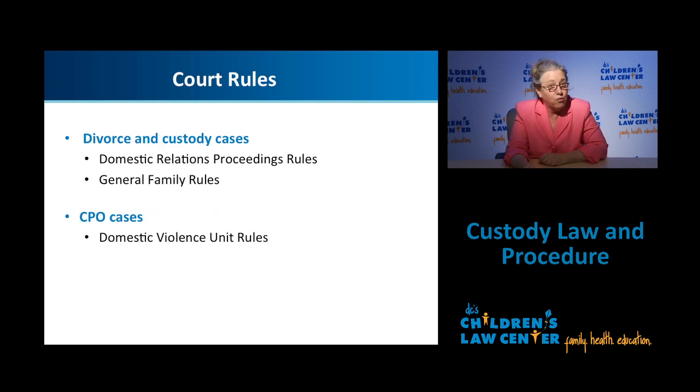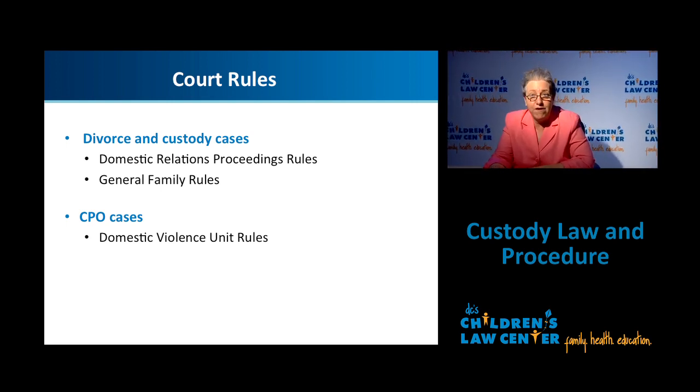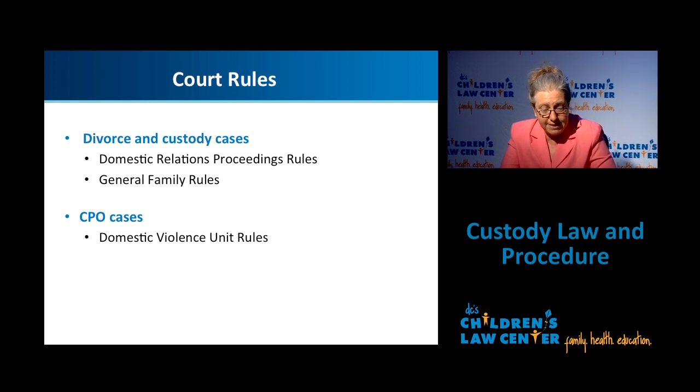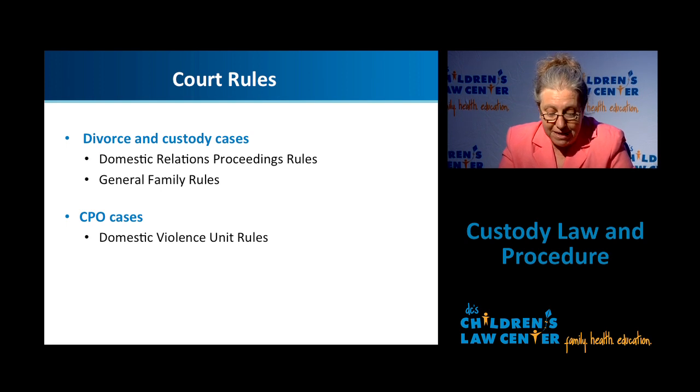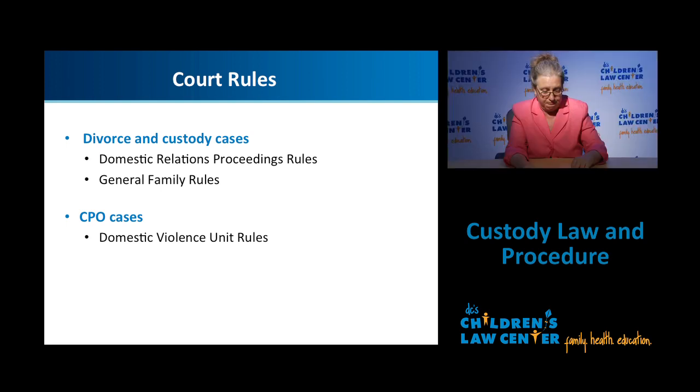In addition, there are court rules that govern these proceedings. Divorce and custody cases are governed by domestic relations proceedings rules. That's what they're called. They're DC Superior Court rules. In addition, there's a set of rules called the General Family Rules that also govern divorce and custody cases. Civil protection order cases have their own rules. They're called the Domestic Violence Unit Rules. And the court rules essentially govern the procedure of these cases. The statutes address primarily the substantive law, the legal standard, presumptions, and other things that we'll talk about. The court rules govern procedure.